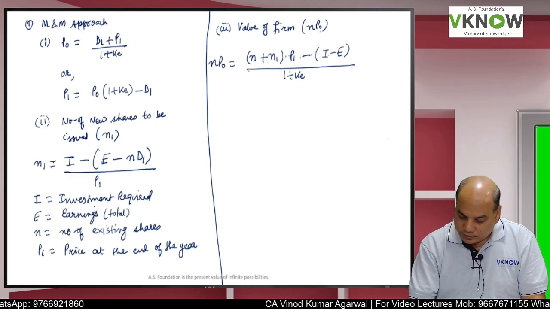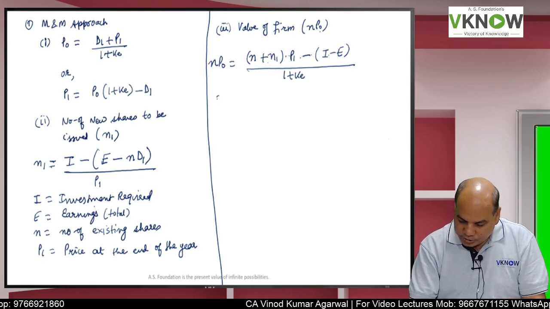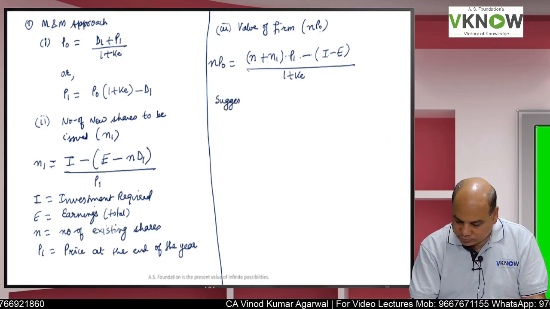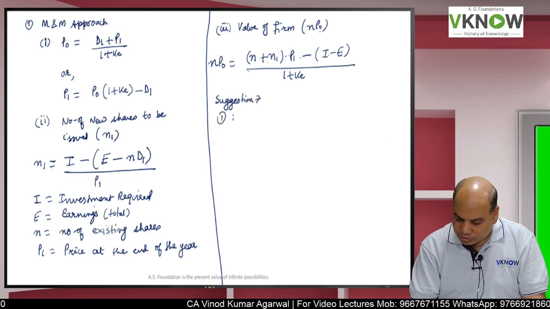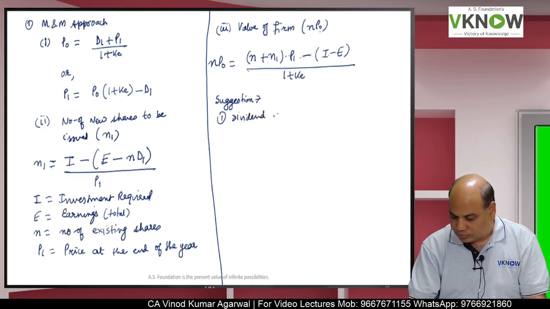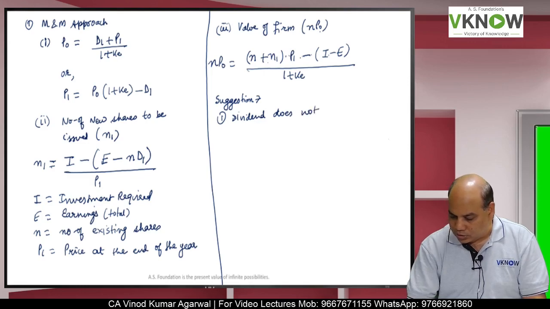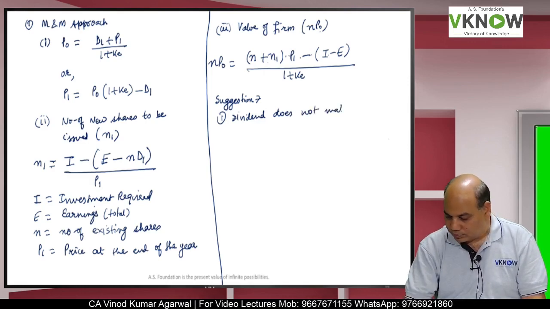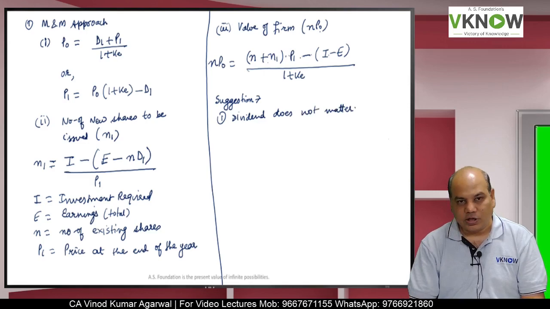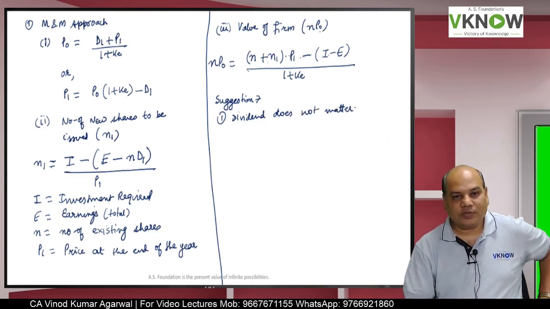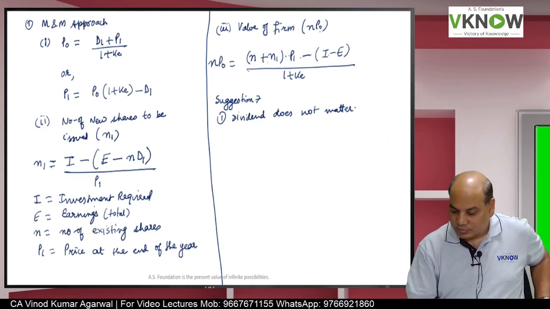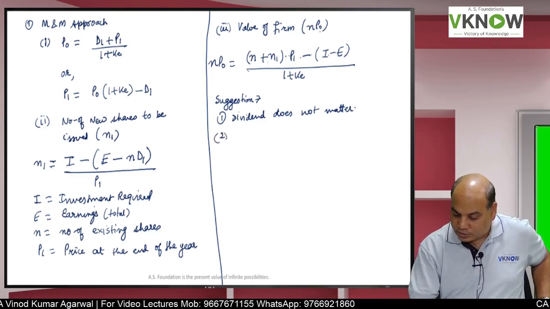So what is their suggestion? Suggestion is, first point, dividend policy does not matter. That means by changing dividend policy, the value of the firm will come to the same. You can calculate. And we'll take one example after some time.